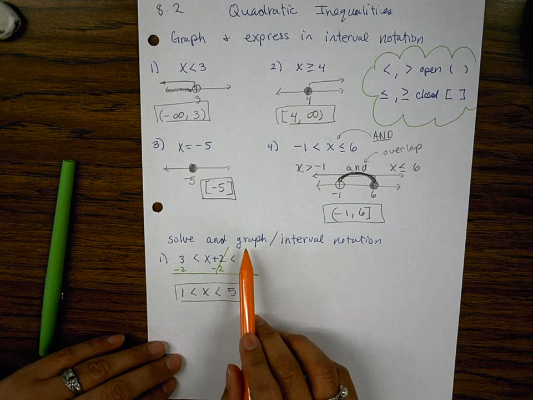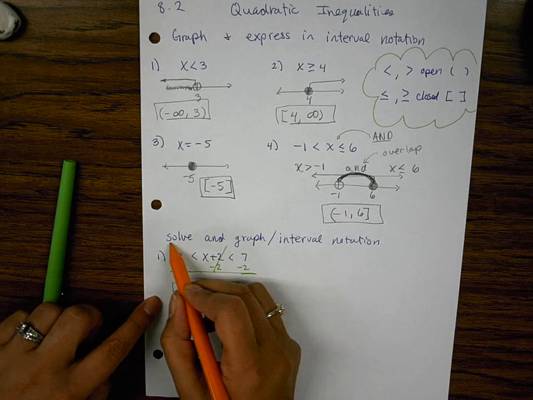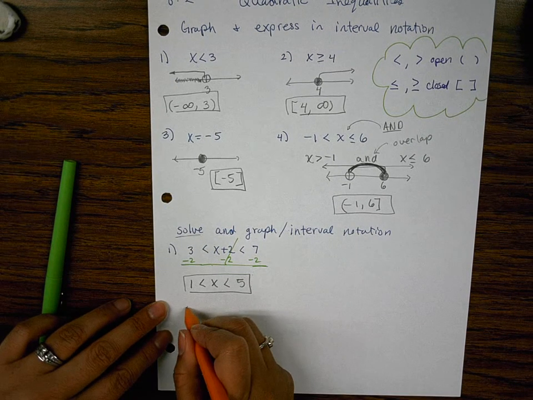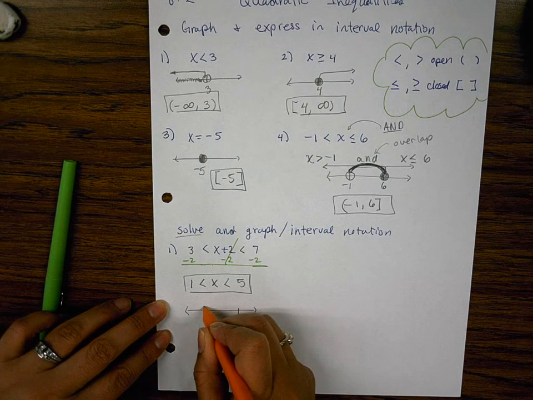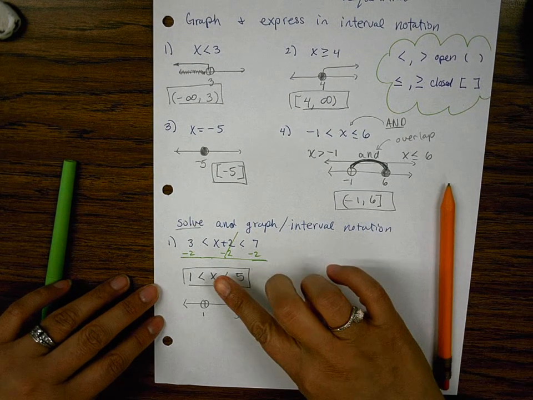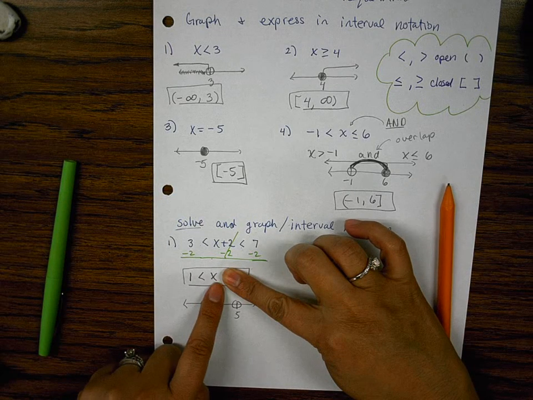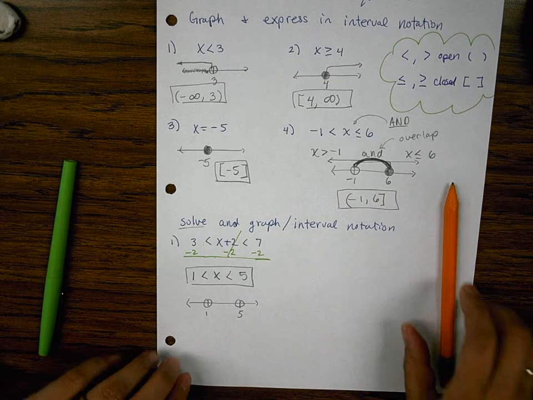And I take a step back. Technically, this is not your answer because I solved it. Yes, I did. But I still need to graph it and write it in interval notation. So I have multiple answers. Here's my first for the solve. Now I'm going to graph. +1, +5. They're both open because there's no equal bars.